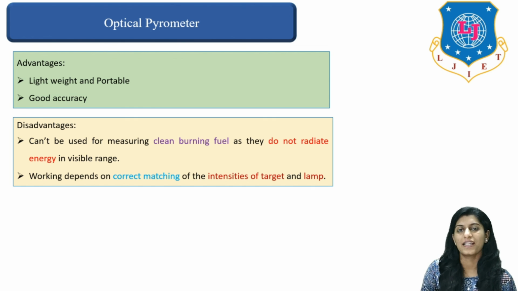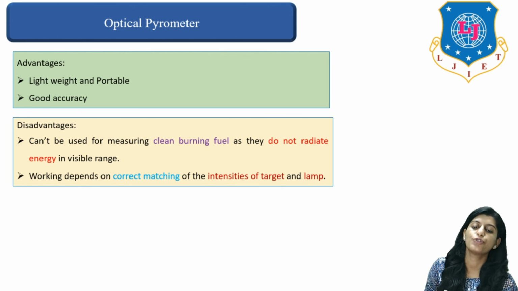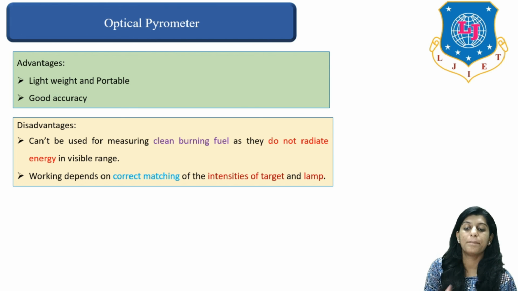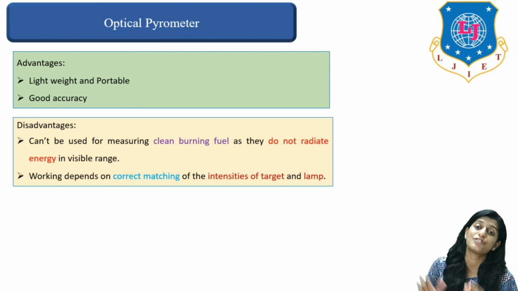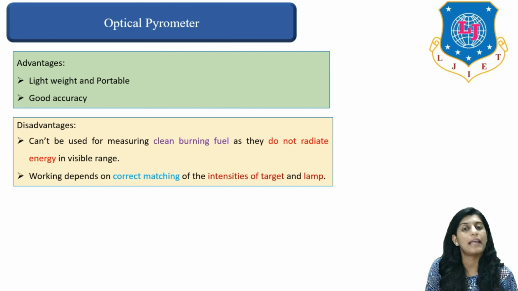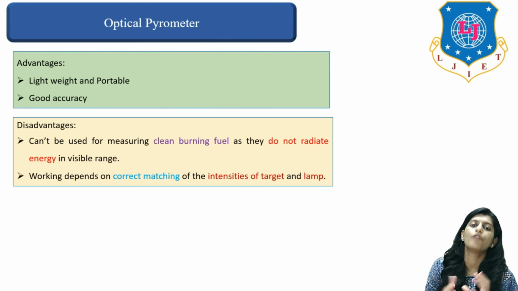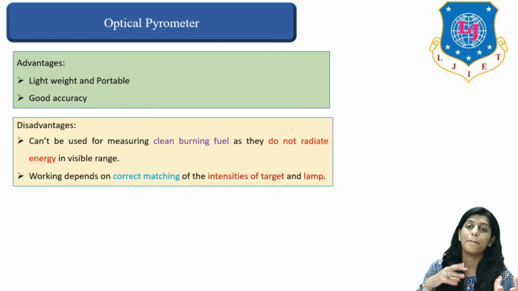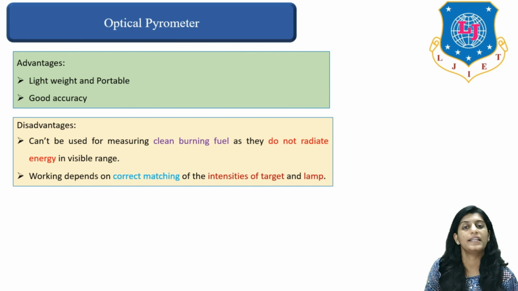Talking about the disadvantages or limitations, it can't be used for measuring clean burning fuel, as they do not have radiant energy in the visible range. So we cannot use an optical pyrometer for clean burning fuels. Second, its working depends on correct matching of the intensities of the target and the filament lamp which we are using. This is somewhat tricky in some cases where the match is not close. In that case we might get some misleading results.